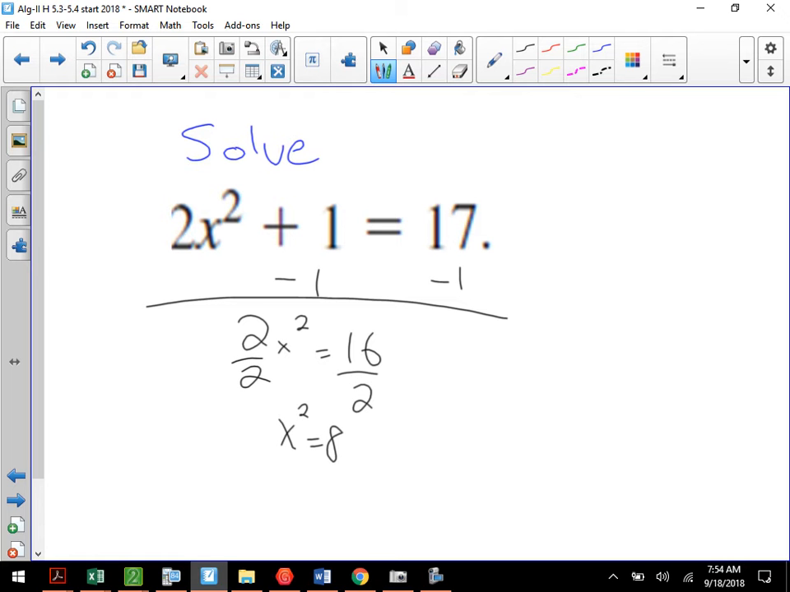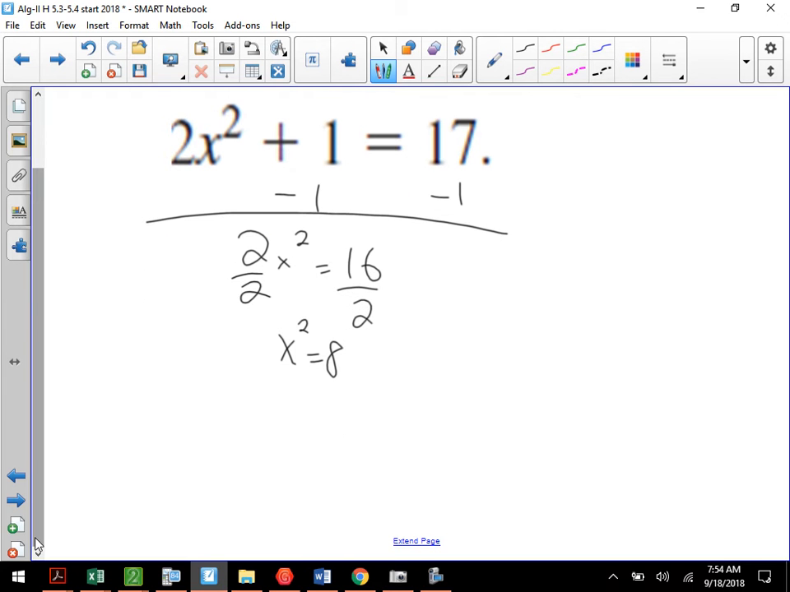You have to get everything away from the x value prior to taking any square roots. It cannot have a coefficient in front of it except for being 1. Okay? So now I've got x squared equals 8, which means how do you undo squaring? You square root. Now here's the kicker. When you square root something, you're looking for a number that you multiply by itself that gives you the number 8. Well, 2 positive numbers, or 2 negative numbers, could create it.